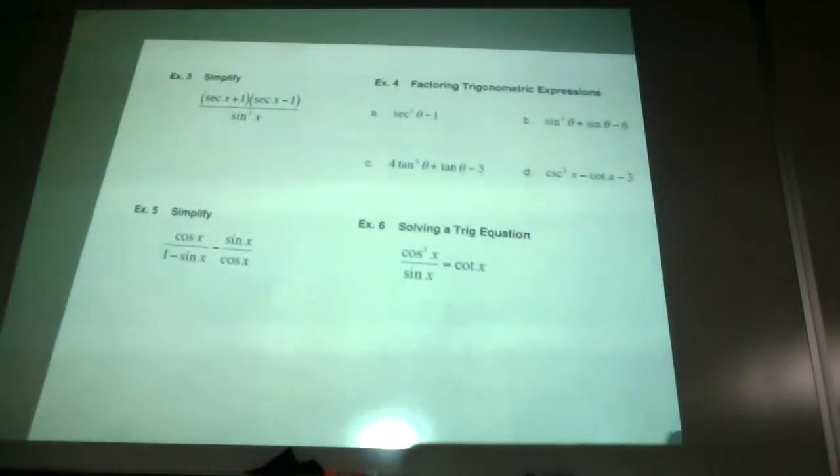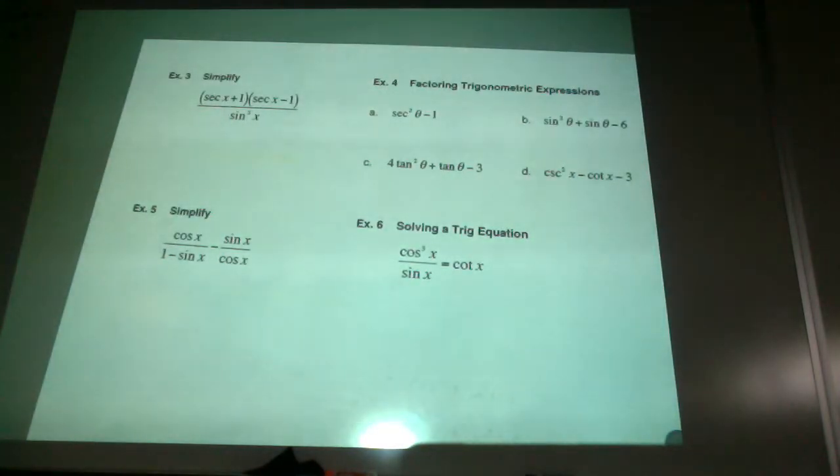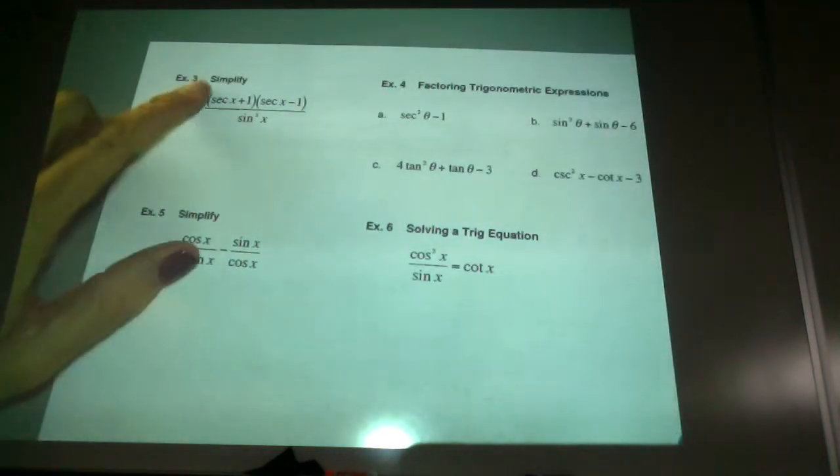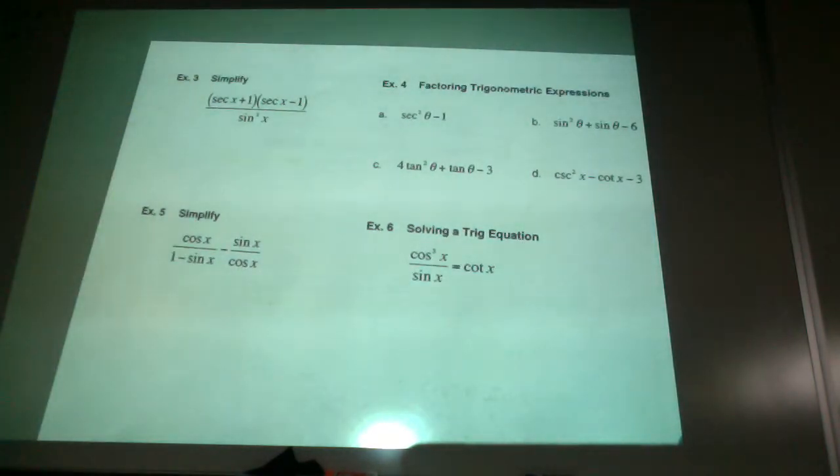Then, flip it. We're going to start to learn how to simplify and add and subtract fractions that have trig functions in them. So, look at this one. When I say simplify, I mean for you to break it down to its most simple form. Right now it looks a little complicated. The most simple form would be perhaps not a fraction or just a single monomial term.